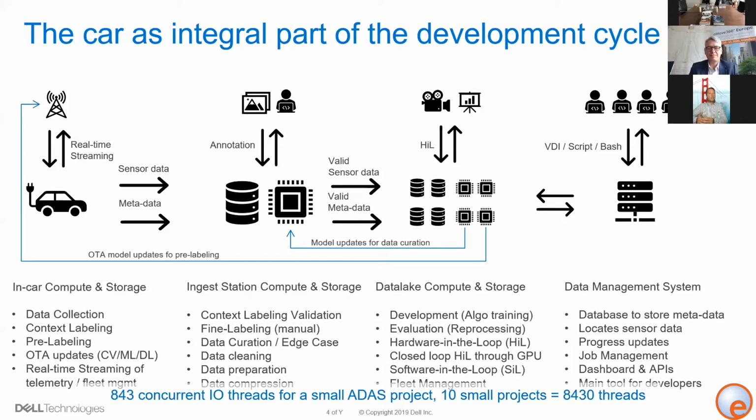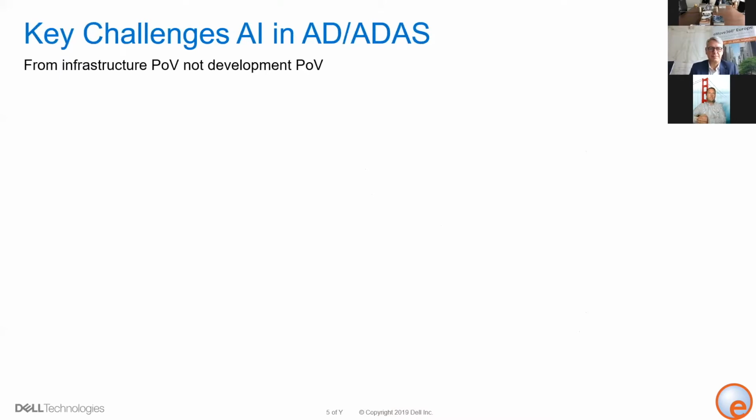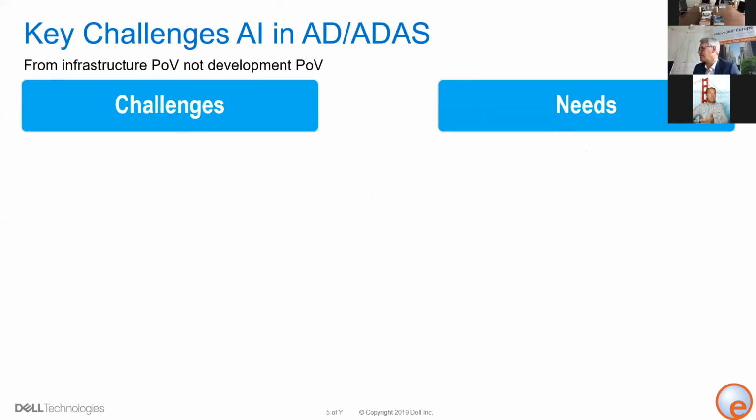A lot of different applications such as software in the loop processes, hardware in the loop processes. And if we assume to have 10 small projects, you will easily end up with 8,000 different threads connecting to this centralized data lake. So what are the key challenges in setting up these infrastructures focused on deep learning and artificial intelligence for the development of AD and ADAS use cases?